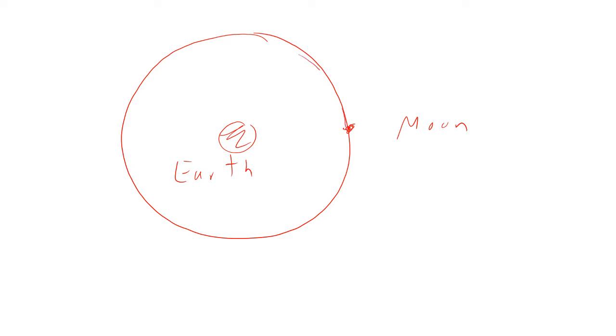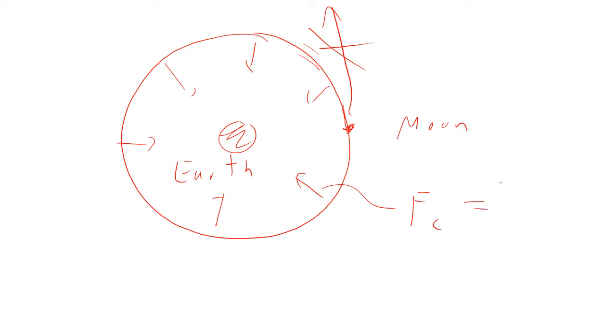Because he realized that the way the forces work, the moon should go off in a straight line. Well, it doesn't do that. It curves around. And so he realizes the gravity is always pulling inwards on the moon. So that pull inwards is going to be the centripetal force. And so that's what I want to know. What is the centripetal force on the moon?